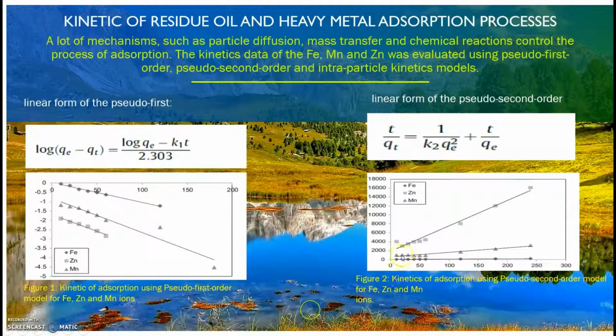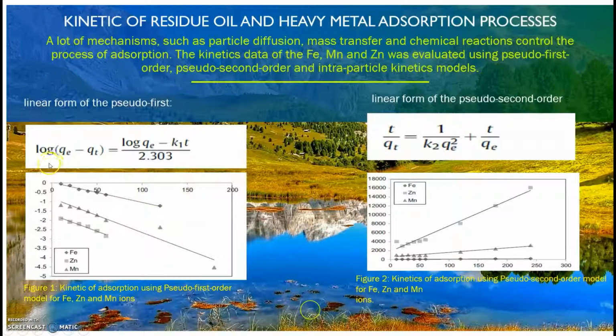Okay, next I will talk about kinetic of residue oil and heavy metal absorption process. There are a lot of mechanisms such as particle diffusion, mass transfer, and chemical reaction that control the absorption process. The kinetic data of the ferrous, manganese, and zinc was evaluated using the pseudo-first order, pseudo-second order, and intra-particle kinetic. So, I will explain about the pseudo-first order and pseudo-second order. This is the formula of pseudo-first order and the pseudo-second order.